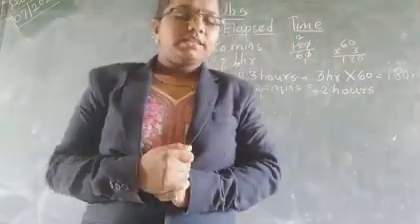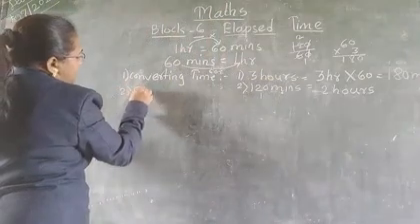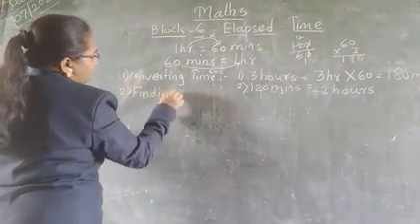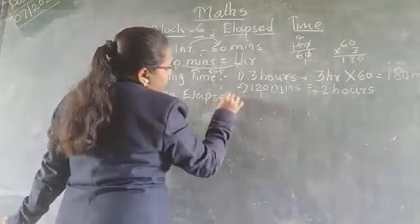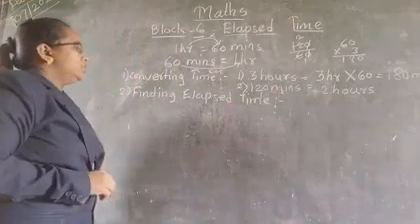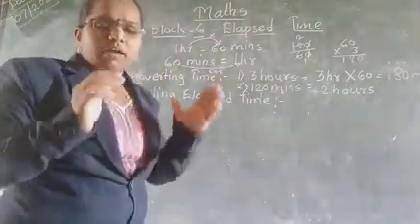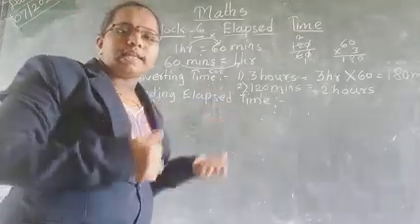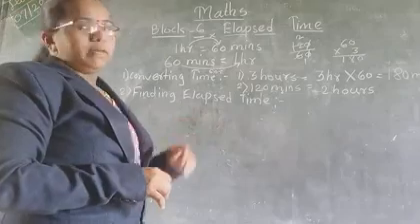Then the second lesson is finding elapsed time. In this lesson we find out the elapsed time. What is meant by elapsed time? Always we subtract the starting time from the end time and then we find out the elapsed time.